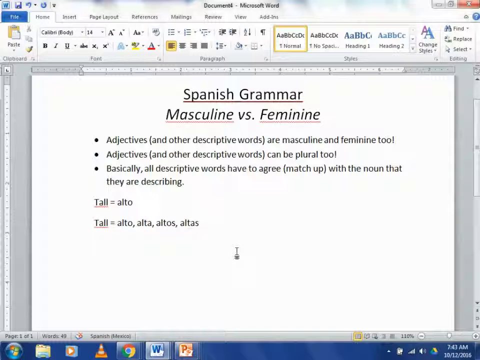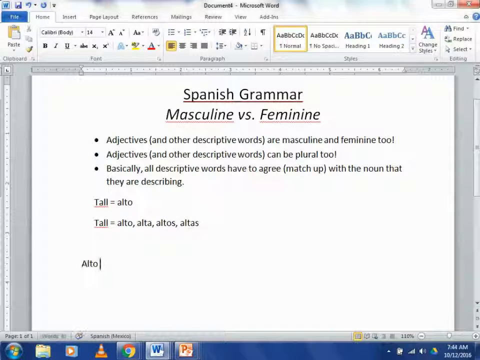Basically, the concept in the language is all descriptive words have to agree or match up with the noun that they're describing. So in the example below, we have the word tall. Okay, I will be teaching students one version of tall, alto, for memorization purposes. They will then need to know how to convert that to all the different forms. There are four of them: alto, which we memorized, alta, altos, and altas. What are those four forms?